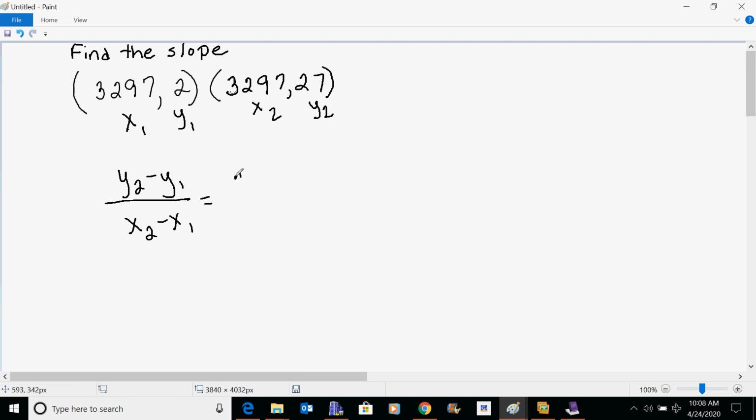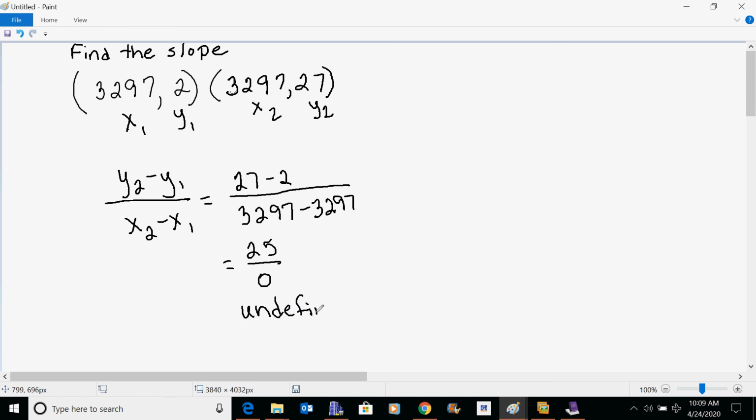27 minus 2 over 3,297 minus 3,297. So you're getting 25 over 0. But the thing is that you can never divide by a 0. If you try to divide by a 0, remember, you're really trying to say what number times 0 equals 25. That's impossible. So this is an undefined slope. Or you could say no slope.